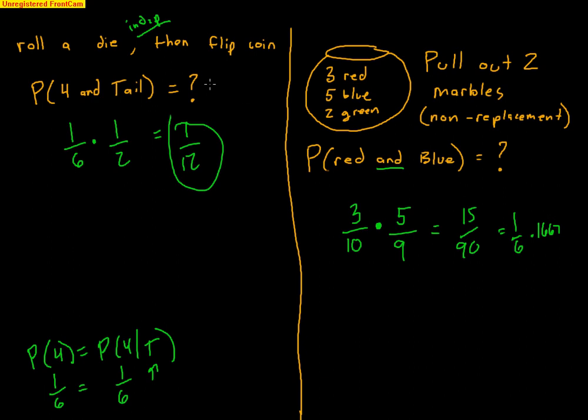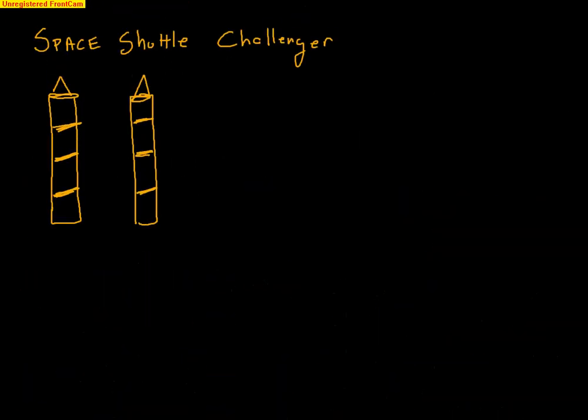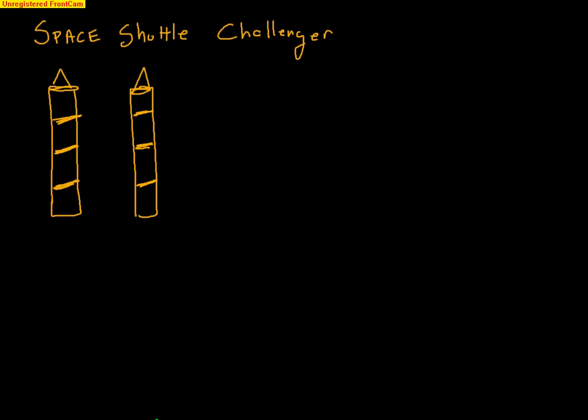Two different problems. The one on the left is independent. The one on the right is not independent. But I could do them both with multiplication as long as I use my brain. Please use your brain. Okay, another example here I want to talk about was dealing with the Space Shuttle Challenger.